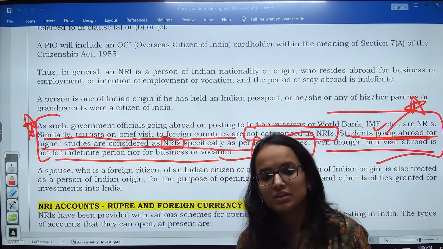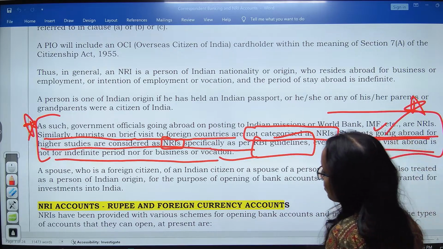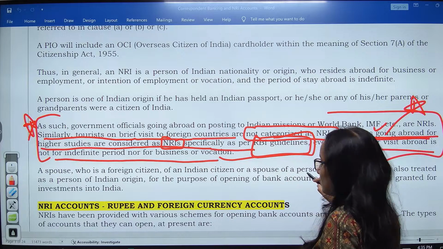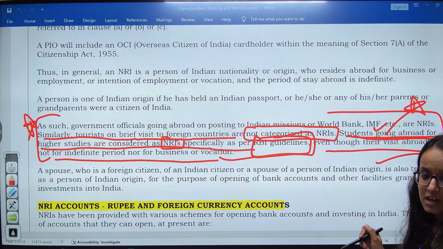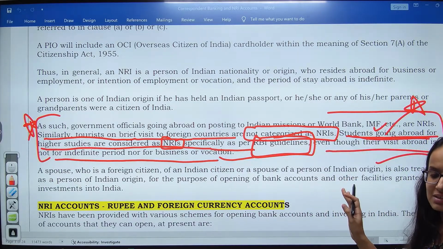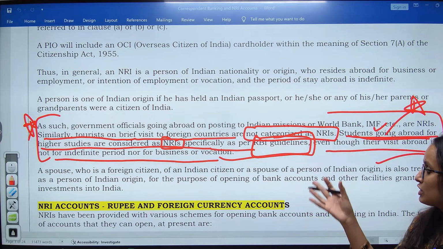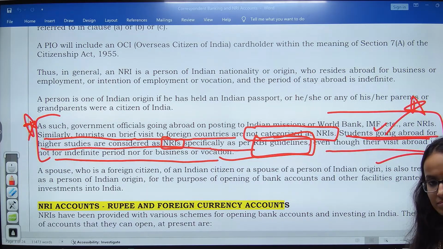You should remember this. Students going abroad for study are also considered as NRI specifically as per the RBI guidelines. Even though their stay is not for an indefinite period, they are classified as NRIs. Who is not classified as an NRI is your tourist, on a visit, who is on a visit for a brief period of time. I hope this is clear, right?